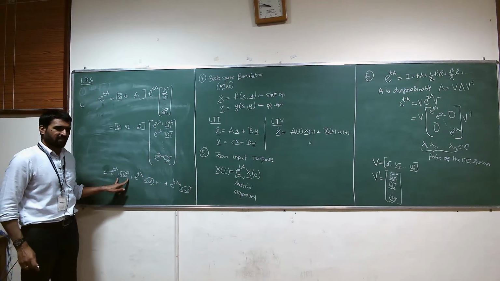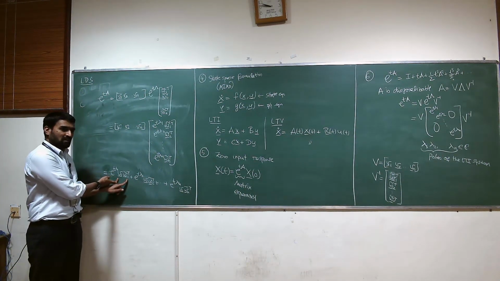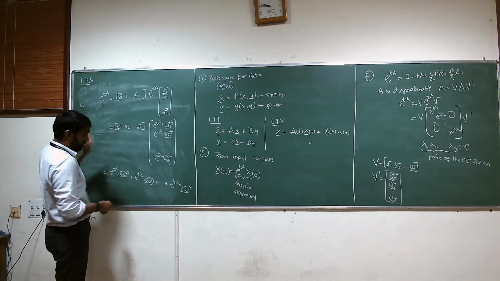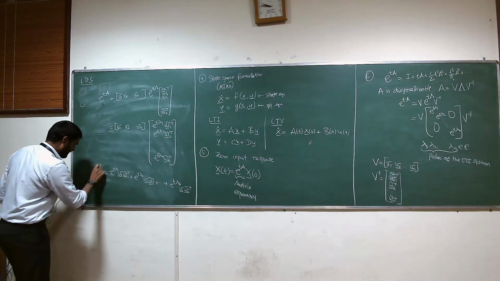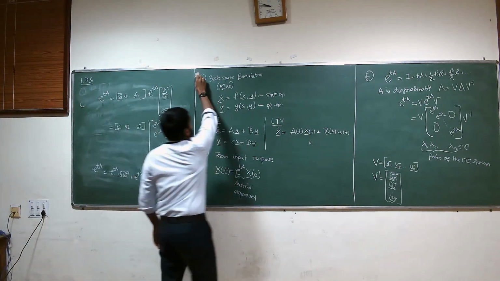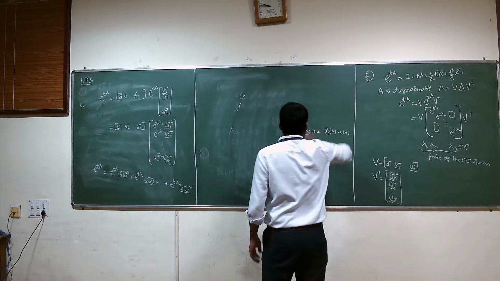What is this? Outer product. That's right. What is the size of the matrix that comes out? N cross n. So it's no problem. Everything is an n cross n matrix. Summation of n cross n, you get n cross n. This is your e power tA, right? Now, that is e power tA, and your zero input response.